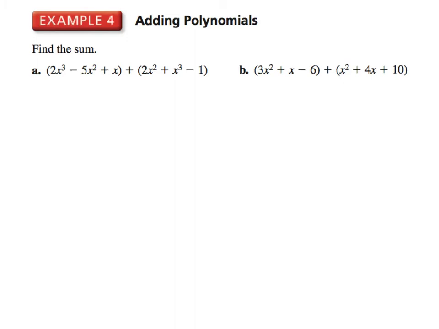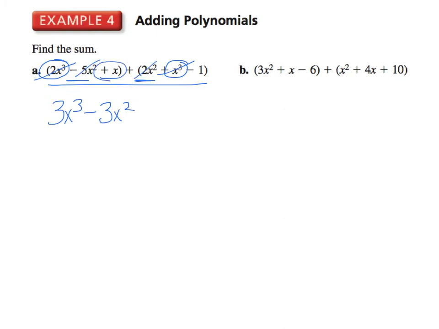So we look at this. All I'm doing is combining like terms here. I look at the highest exponent. The highest exponent is 3. So now I add 2x to the third plus 1x to the third, which gives me 3x to the third. Then I add my x squareds. So I have negative 5x squared plus 2x squared. That gives me negative 3x squared. The next term is plus x. There are no other x terms. And then minus 1.